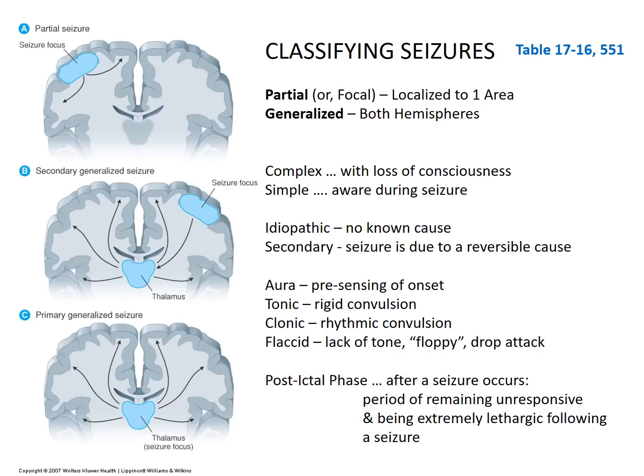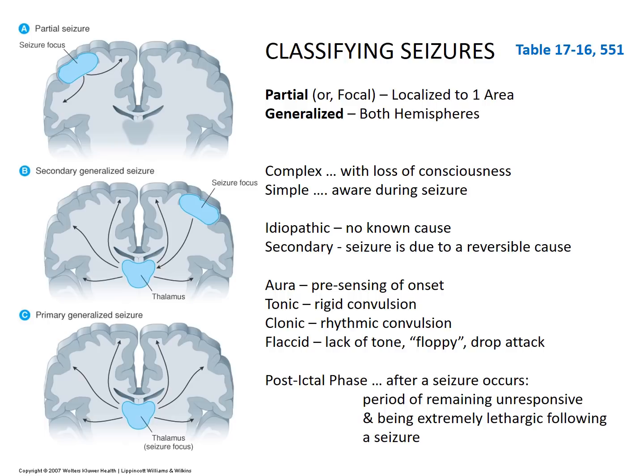So an individual can have a generalized, complex, idiopathic, tonic-clonic seizure, right? So you got to put all this together to try to describe what type of seizure an individual had. If an individual had a seizure that was only found to be in one part of the left frontal lobe, which caused the individual to have a convulsion just in the right hand, and they were awake and alert during that process, how would you classify that? Go back and listen to that again.